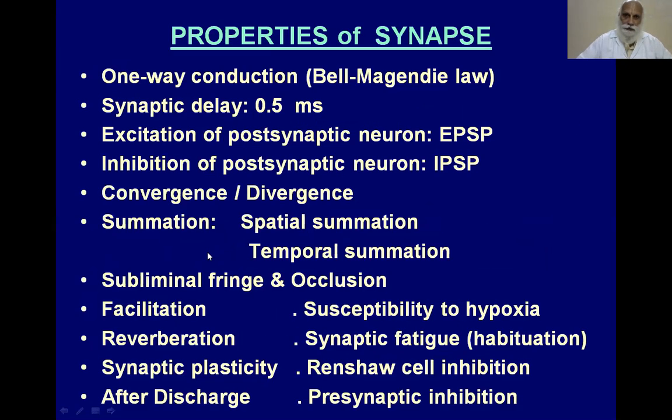So here you can see one-way conduction, Bell-Magendie law, synaptic delay, excitation of the postsynaptic neuron, inhibition of the postsynaptic neuron, then convergence, divergence. Up to here, you are more or less familiar. Summations, we will talk about using a picture. Subliminal fringe and occlusion, similarly we will do so. And facilitation, reverberation, synaptic after-discharge, susceptibility to hypoxia, synaptic fatigue or habituation, Renshaw cell inhibition, presynaptic inhibition. We will see all these things.